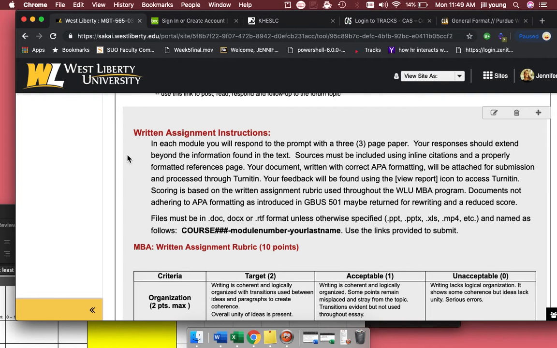So this is a 3-page paper, and that means content. It does not mean title or reference page. So that's not included ever when we're talking about papers. It's just not even in the page count.